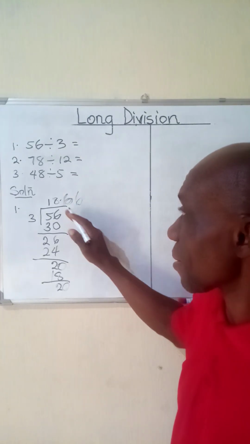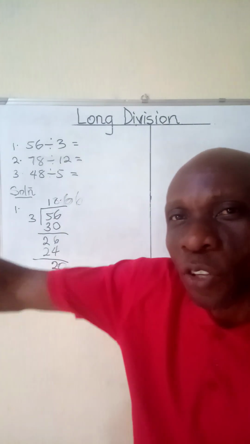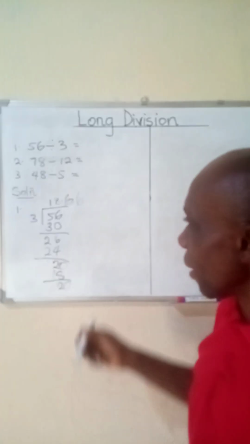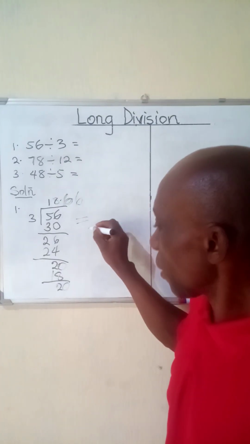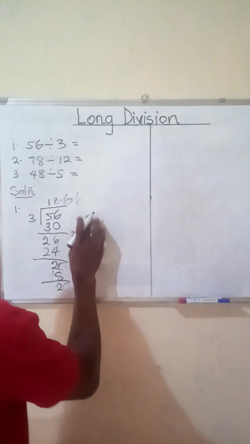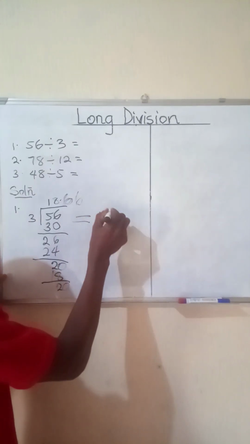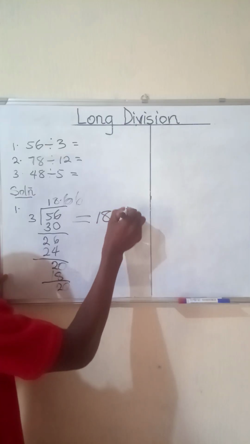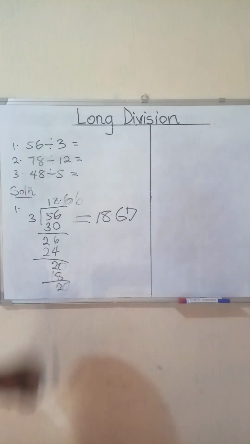We can express our answer maybe to 2, 3 decimal places, knowing fully well that the fractional part will continue repeatedly to no end. So we can simply say the answer here will be what? The answer here will be 18.67. If I want to express my answer to 2 decimal places, I can do that, okay? So that's for that one.